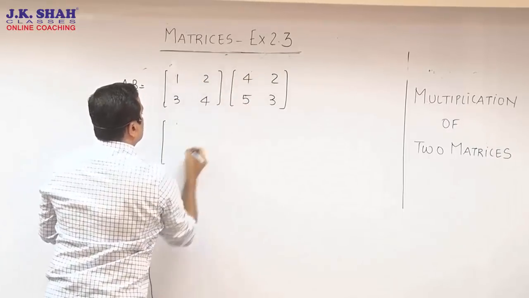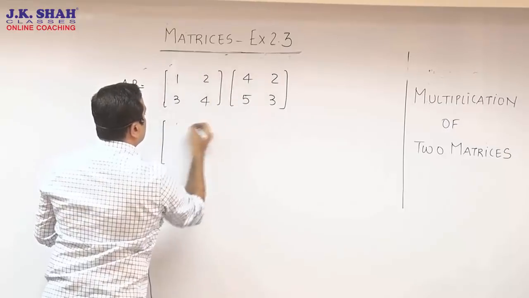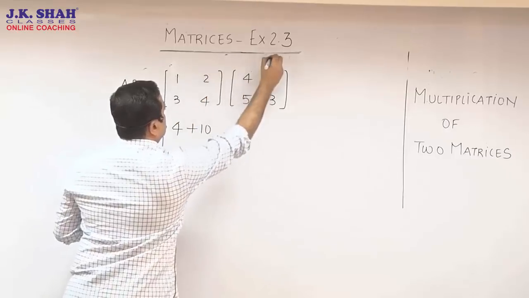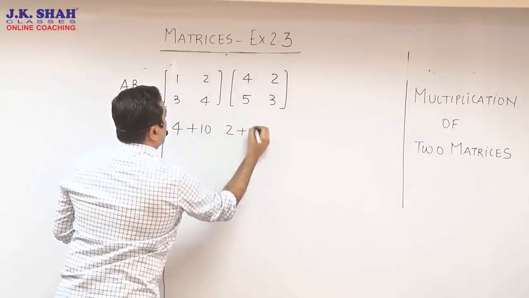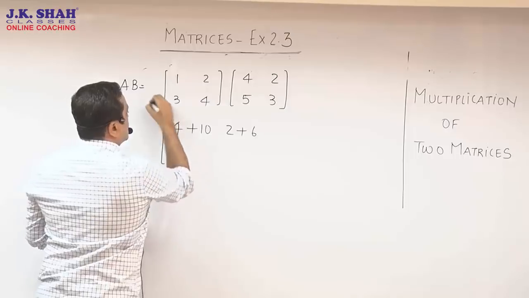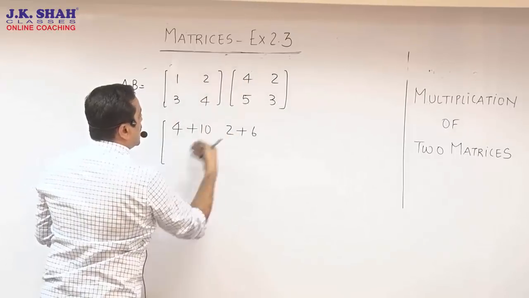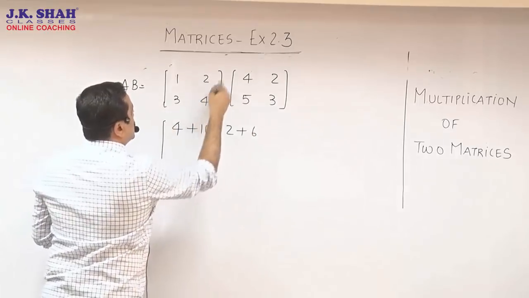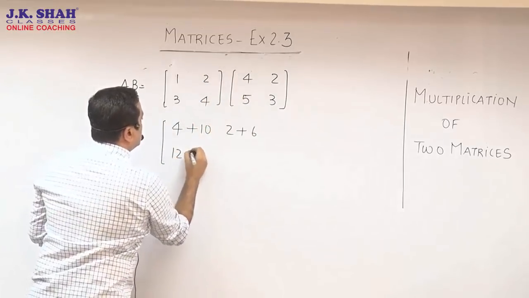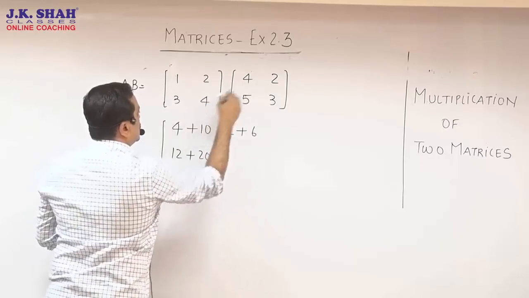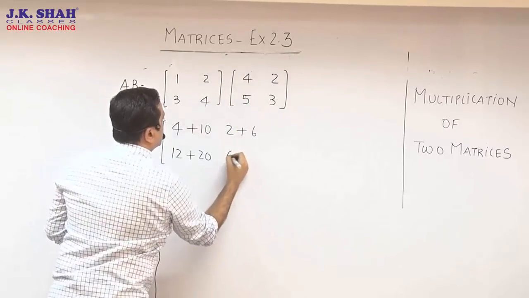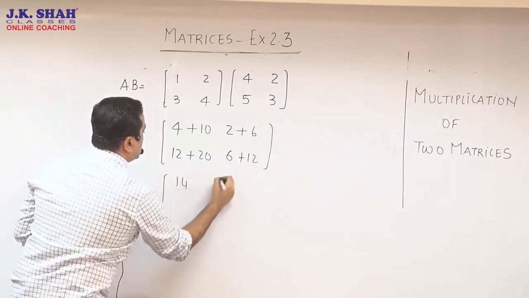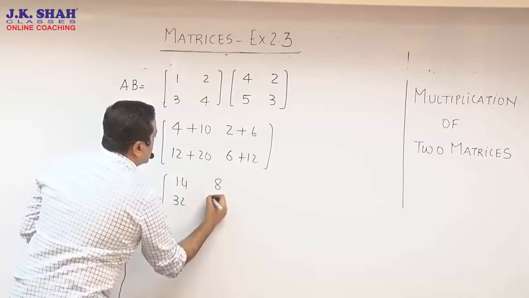Now eyes on R1, C1. So multiply and add. R1, C1. 4 plus 10. Move next. R1, C2. 2 plus 6. Move next. R2, C1. You are here. Where will you go ahead? There is no third row, third column here. R2, C1. 12 plus 20. R2, C2. It's 6 plus 12. And then finally the matrix is going to be 14, 8, 32 and 18.